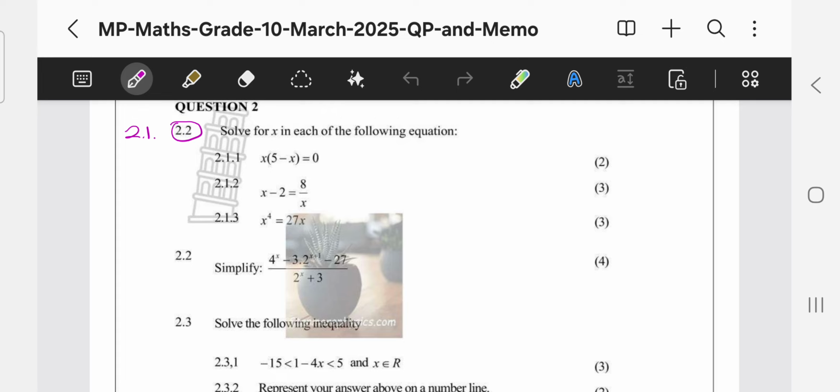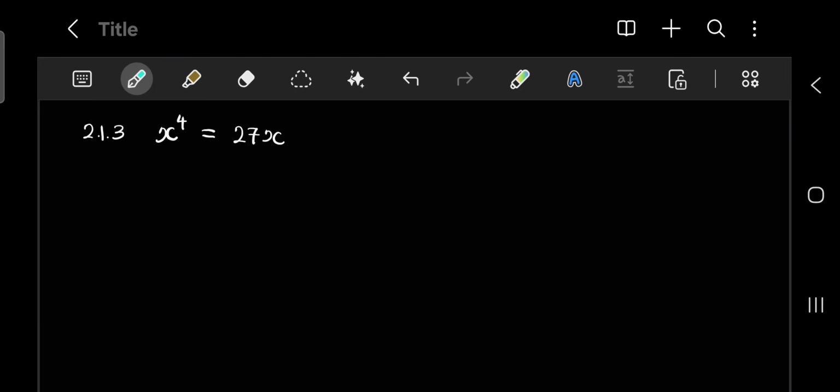Moving on to 2.1.3, we are given x to the power 4 is equal to 27x. Now the first thing you guys can do here is, you notice that you have x on both sides. So let's get rid of x on the right hand side by dividing both sides by x. On the right hand side, those x's are going to cancel out. And on the left, if we apply laws of exponents, we are left with x cubed. So we've got x cubed is equal to 27.